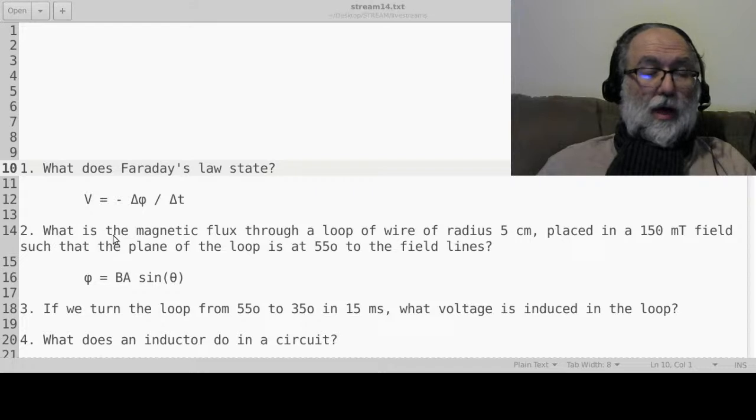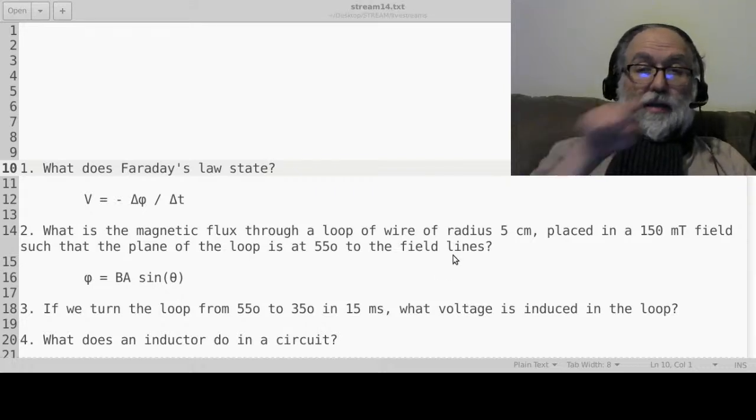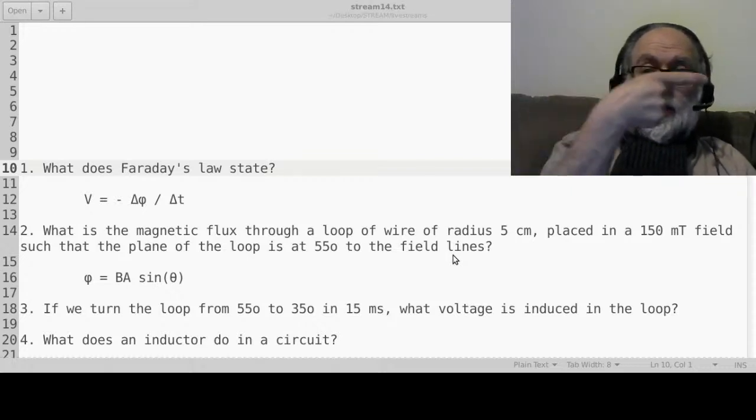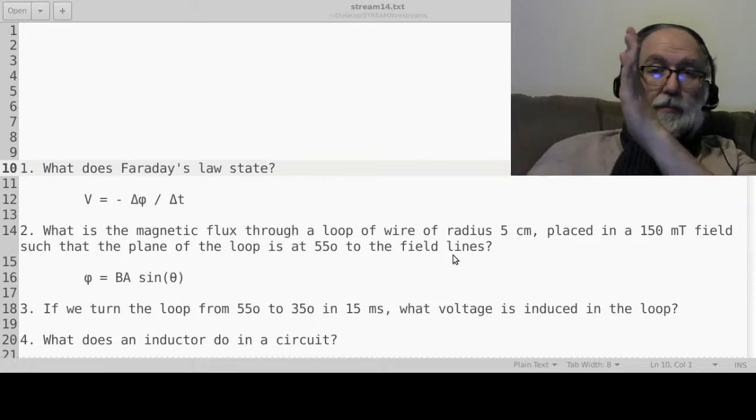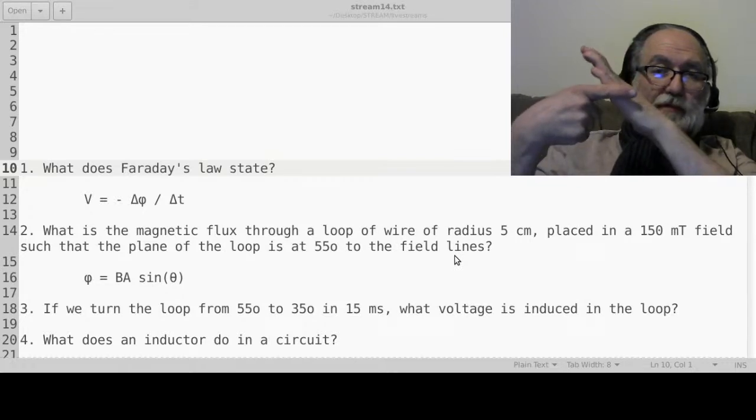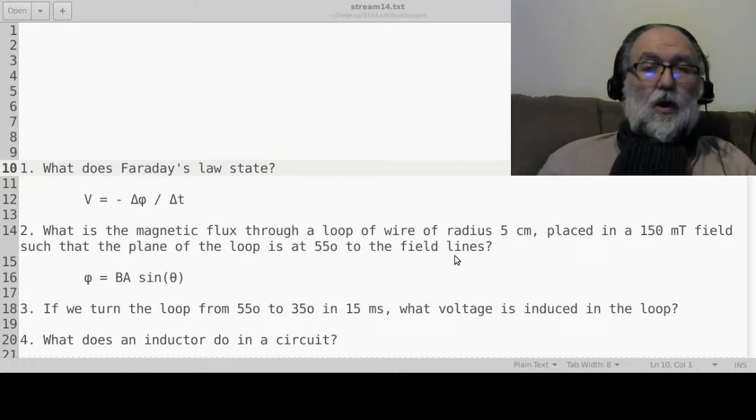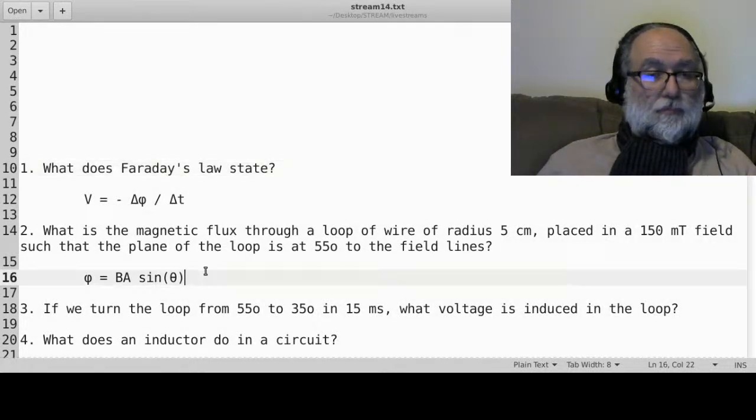Let's do our first problem. What is the magnetic flux through a loop of wire with a radius of 5 centimeters placed in a 150 millitesla field such that the plane of the loop is at 55 degrees to the field lines? What that means is, suppose the field lines are like this, and the plane of the loop is like that, well then that would be perpendicular. 55 degrees would be something like that. That's what we're going to calculate.